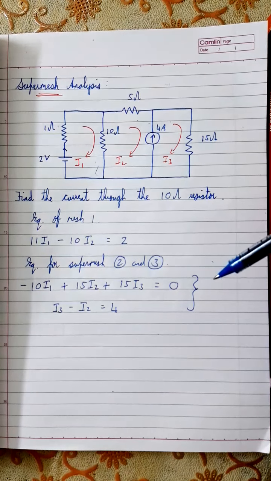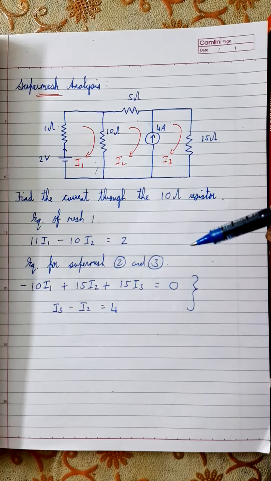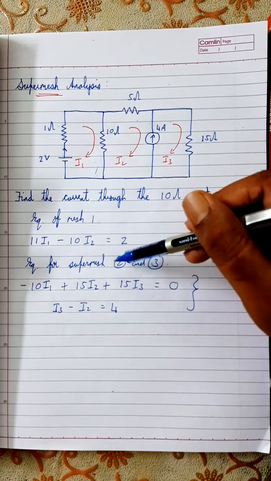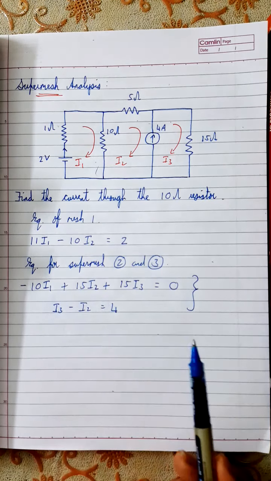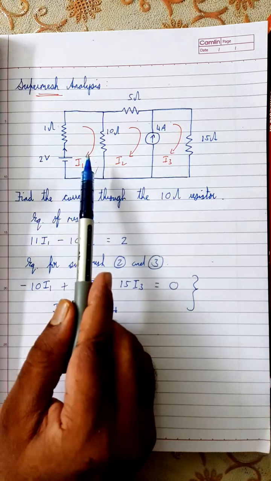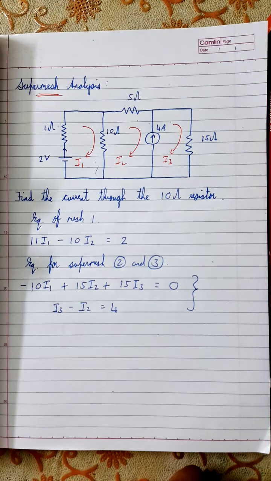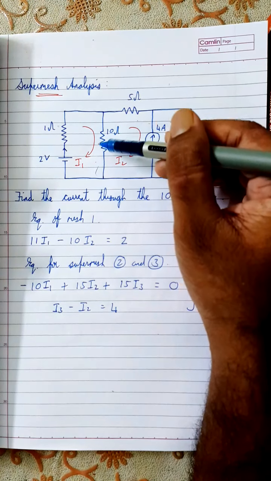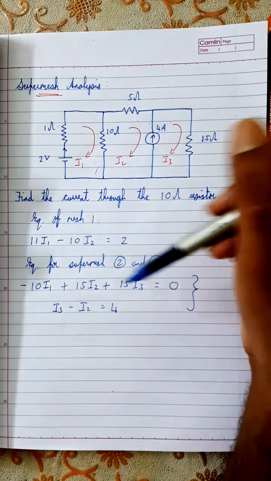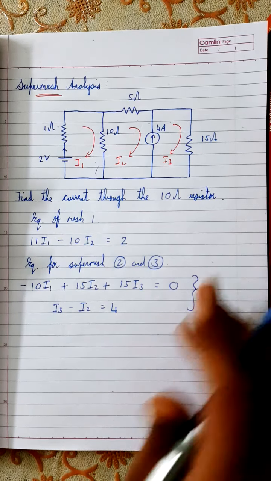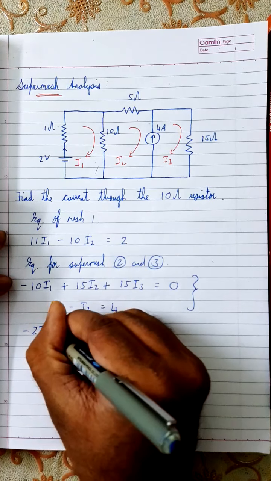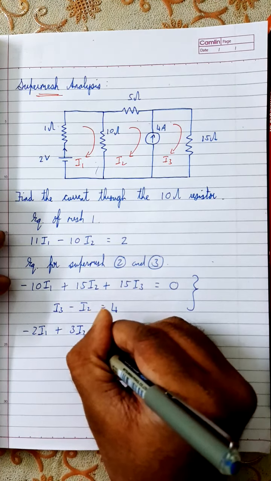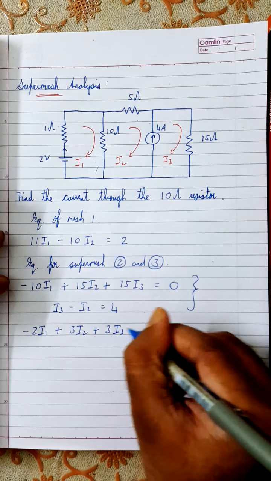So whichever meshes are being combined, those corresponding currents are considered as positive and the remaining current is considered as negative. So this is a super mesh of 2 and 3, right? So I2 and I3 are considered positive, and the remaining current, here in this case I1, is considered negative, right? And that is why this is minus 10 I1, then plus 15 I2 plus 15 I3 is equal to 0. Okay, I think maybe I can simplify this. This can also be written as minus 2 I1 plus 3 I2 plus 3 I3 is equal to 0.